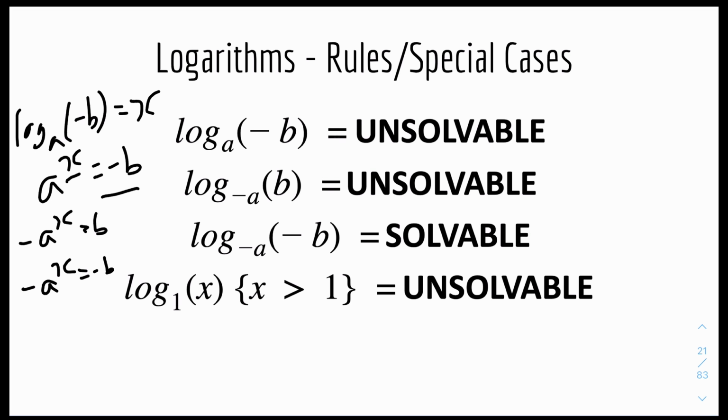And then number 4, we have log base 1 of x, where x has to be bigger than 1. It's unsolvable because if we work it out, we have log base 1 of x equals, let's say, a, and we can rewrite it into this, right? So we can see that if x equals 1, a can equal anything. But if x is bigger than 1, you can't have any values, because 1 to the power of whatever will just equal 1. So x has to be 1 or else it's unsolvable.